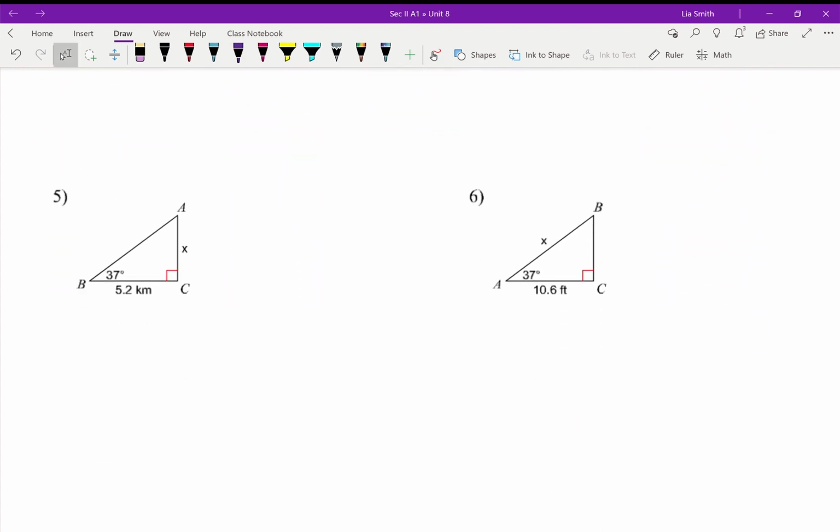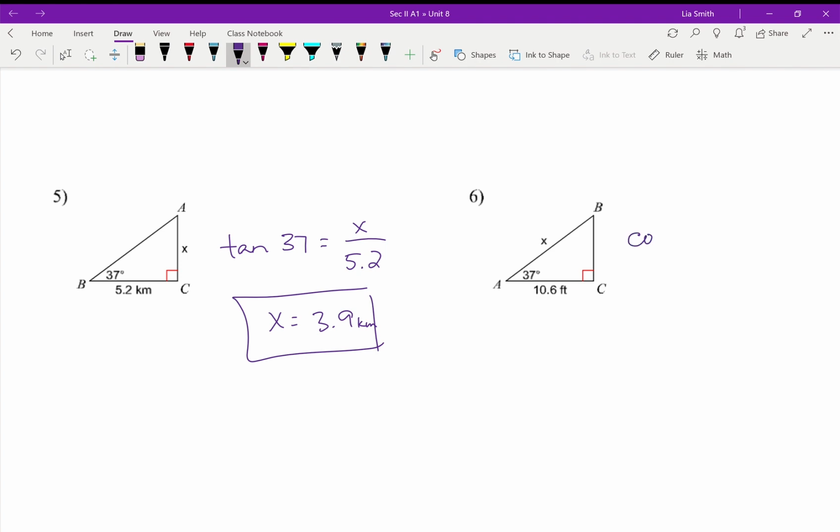And now I'm going to quickly go over them so that you can check your work. So the proper function here to pick would have been tangent, because I have my opposite side and I have my adjacent side. Once I've solved that, I should have gotten X equals 3.9 kilometers. For number 6, the proper function you would have chosen was cosine, because I give you the adjacent side and I give you the hypotenuse. And after you've solved that, you get X equals 13.3 feet.